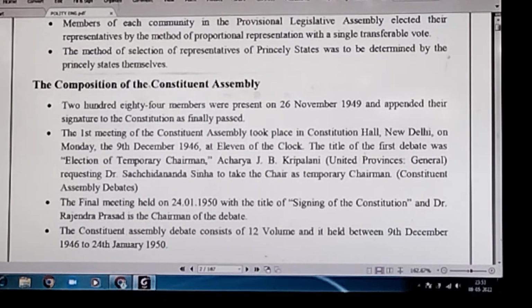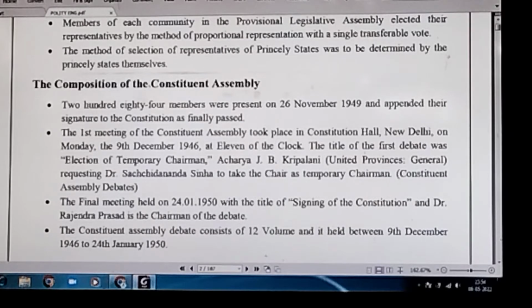The first meeting of the Constituent Assembly took place in Constitution Hall, New Delhi on Monday, 9th December 1946 at 11 o'clock. The title of the first debate was Election of Temporary Chairman. Acharya J.B. Kripalani, the President of United Provinces General, requested Dr. Sachchidananda Sinha to take the chair as temporary chairman. That means Constituent Assembly debates.